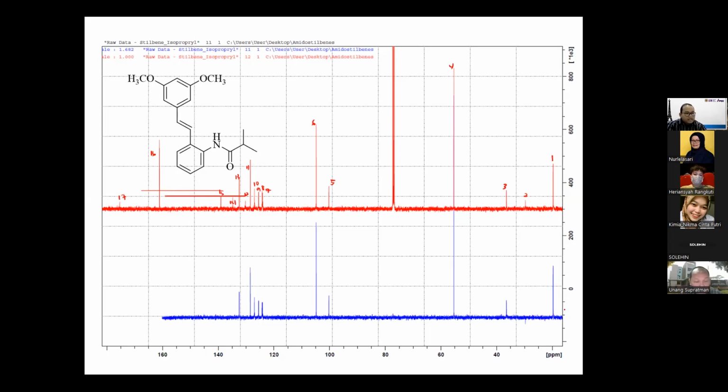Okay, the upper one is positive mode. This is the positive. This is the negative. The positive is usually CH3 and CH. Meanwhile, the negative is CH2. In this compound, there is no CH2. It means it's correct. Okay, so again, this is number 1.